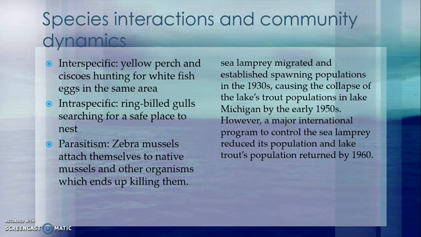For community dynamics, the sea lamprey migrated and established spawning populations in the 1930s, causing the collapse of the lake trout population in Lake Michigan by the early 1950s. However, a major international program to control the sea lamprey reduced its population, and the lake trout population returned by 1960. So the sea lamprey affected the trout's population because they're also, in a way, invasive. So they were bringing down the trout's population until human interference had to step in.